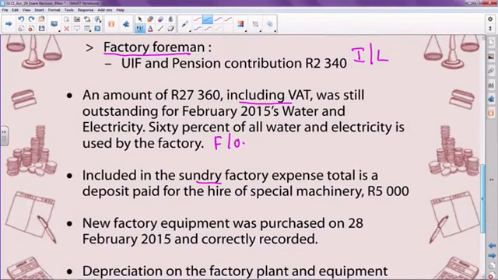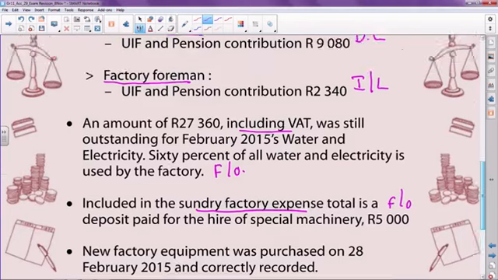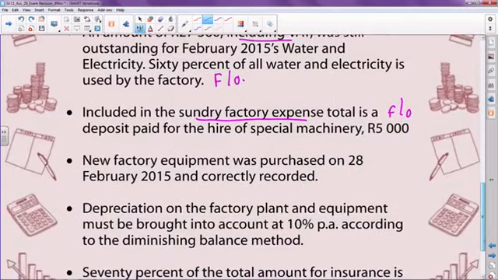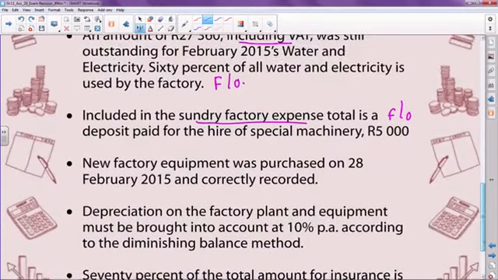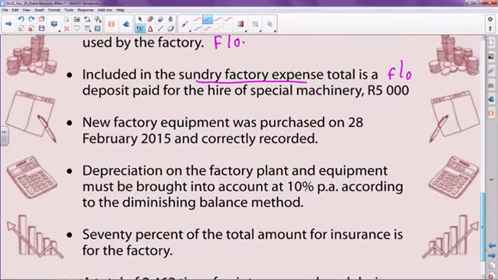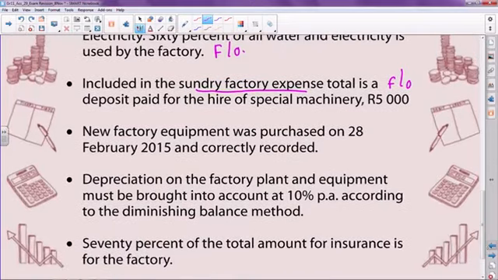Included in the sundry factory expense total is a deposit paid for the hire of special machinery, 5,000 Rand. So again, this bit of information will impact on factory overheads. And I think that everything else, you guys need to just take my word for it because I'm going to go through this in much more detail as we complete the accounts.